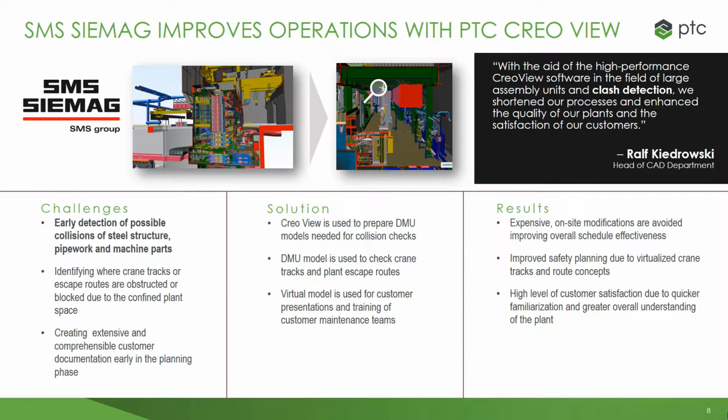Another customer example is SMS CMEG. They create large, complex facilities that are manufactured and built on site. As you can imagine, this type of environment can become very complex with lots of different interacting parts. It was important to CMEG to understand how to easily identify problems, collisions, or interferences with pipework and additional parts so that they can be built correct the first time.